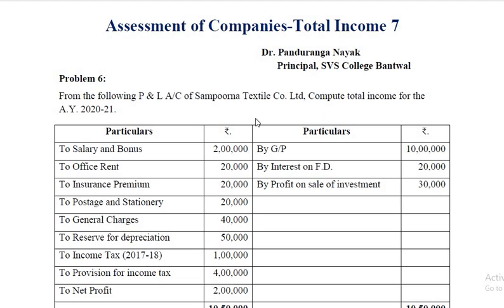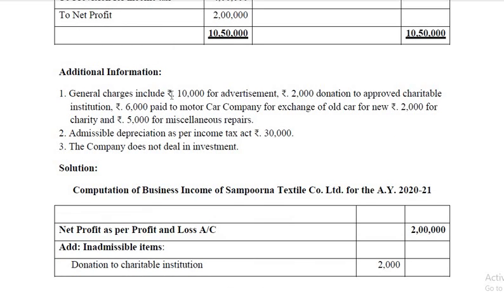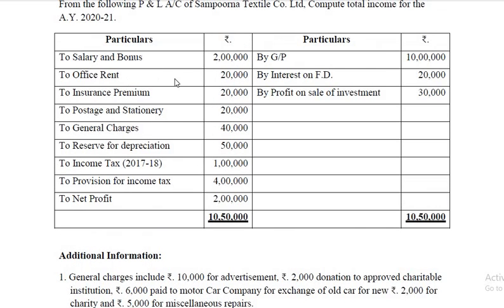So this is the profit and loss account of Sampurna Textile Company Limited. With the help of this profit and loss account, you need to calculate total income for the assessment year 2021. Okay, let us look into the adjustments, and simultaneously we will also discuss the items which appear in the profit and loss account.